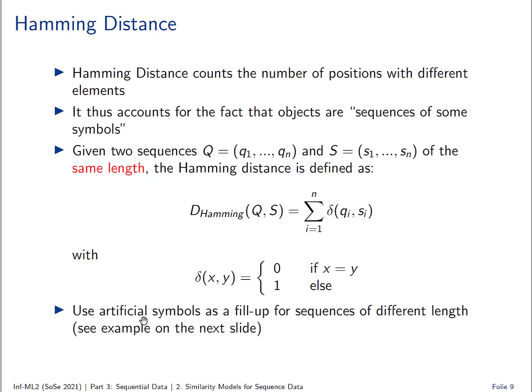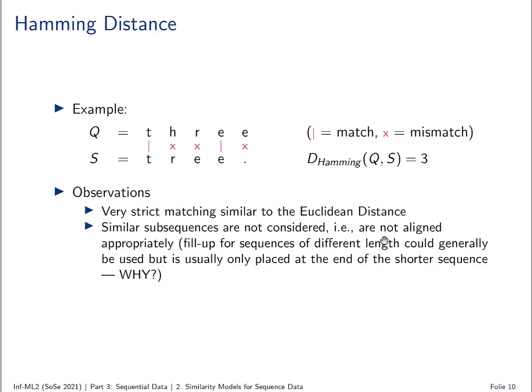So the workaround for sequences that do not have the same length: if it's only applicable to this scenario, it's a very, very limiting scenario, of course. So there's a workaround for sequences that have different length. In that case, we typically use artificial symbols as a fill-up, and we see that on the example on the next slide. Here's an example where we want to compute the Hamming distance between this sequence, which is the word 3, and this sequence, which is the word tree. So we have two sequences over an alphabet of characters.